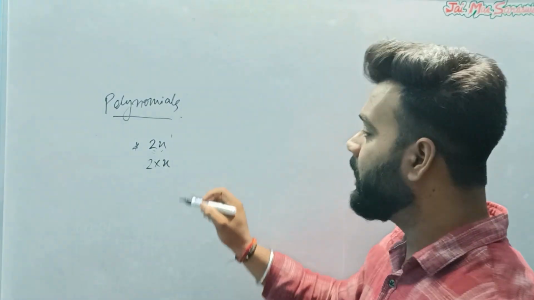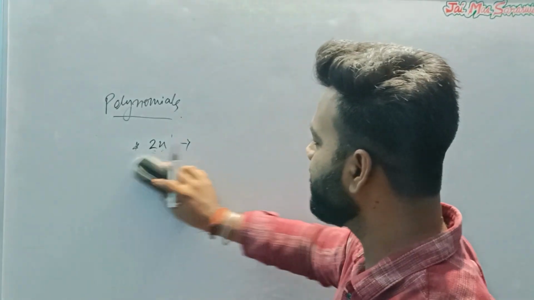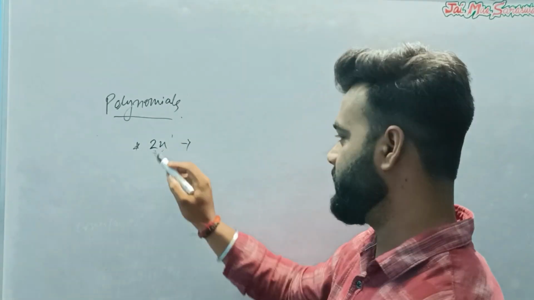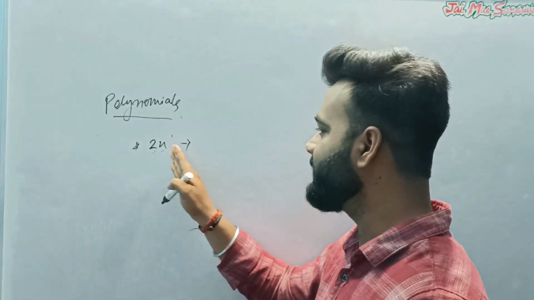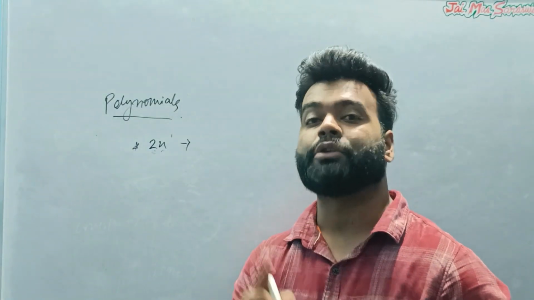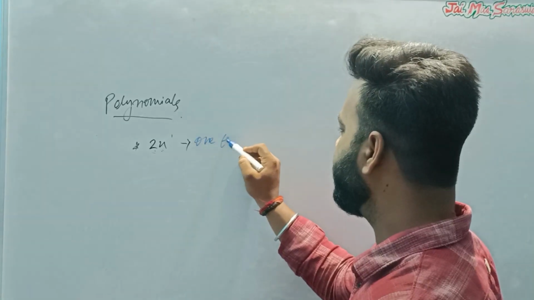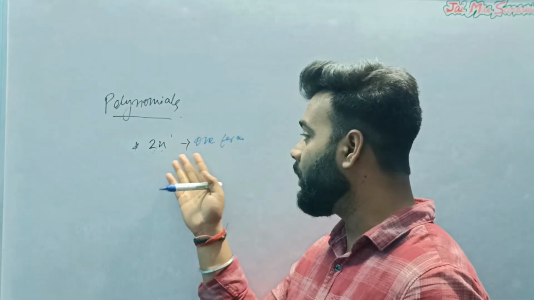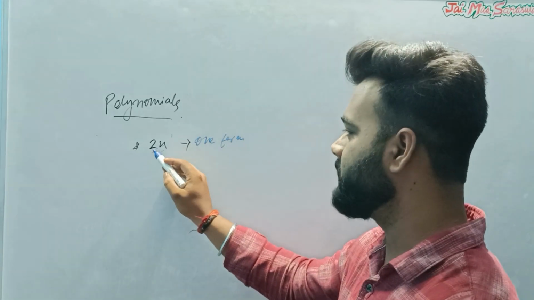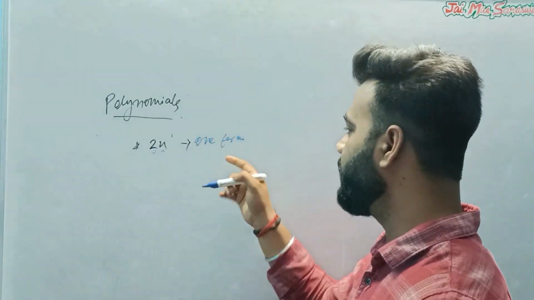Understood? So now tell me, how many terms are there? Many students will say, sir, there are 2 terms, 2 and x. 2 is one term and x is another term. Is it? But the answer is no. Why? Because it is one term only. Students will ask, sir, here is 2 and x, so there are 2 terms. Why have you written one term?